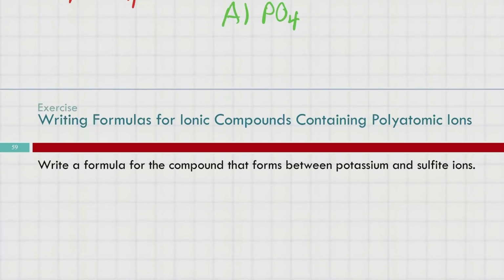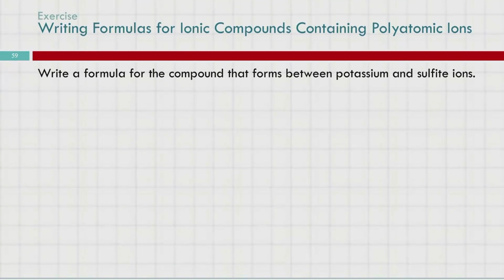More fun with polyatomic ions. This one's for you to try. Write a formula for the compound that forms between potassium and sulfite ions. So this ITE ending is another of our polyatomic ion endings. I don't think you have this on your green sheet, so I'll just give it to you. Sulfite is SO3, 2-. So go ahead and come up with a formula for that compound.